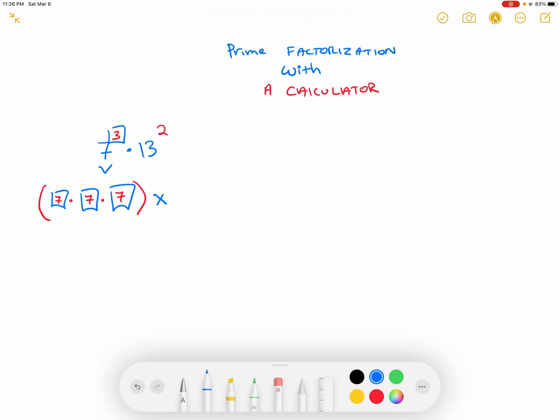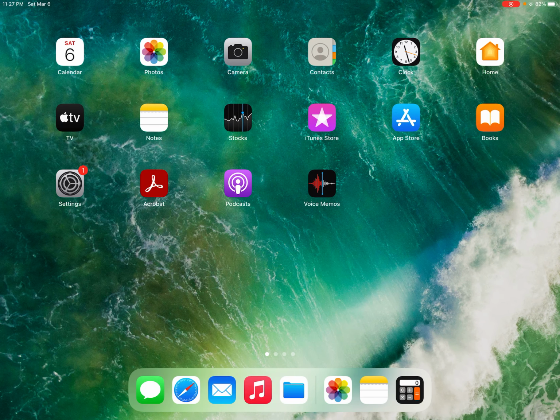And you're going to take that, and you're going to multiply it by 13 to the second power. You're going to have 2 boxes, and in each box you will have the number 13. And so you're going to figure out what that product is. So we already know that 7 times 7 is 49. 49 times 7, I don't know off the top of my head, so I'm going to go to my calculator.